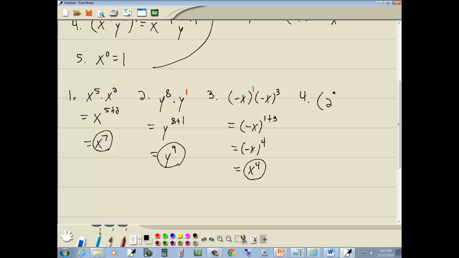Now here we got 2 to the third power raised to the second power. When you're raising one exponent to another exponent, you multiply the exponents. So we're going to have 2 to the 3 times 2 power, which is 2 to the 6, which gives us 64. If you take 2 times itself 6 times, you get 64.